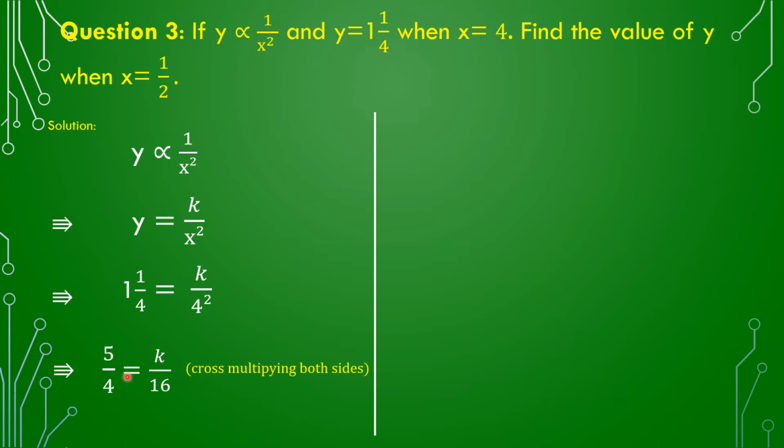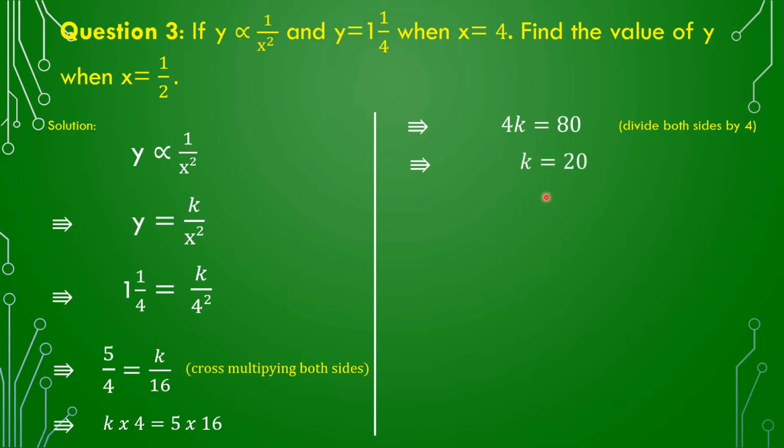We cross multiply. Cross multiplying gives us k times 4 is equal to 5 times 16. Going further, k times 4 is 4k, and 5 times 16 gives us 80. We want k to be alone, but 4 is attached to k. What do we do? We divide both sides by 4, which now gives us our k as equal to 20.